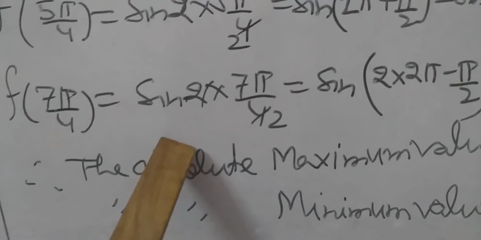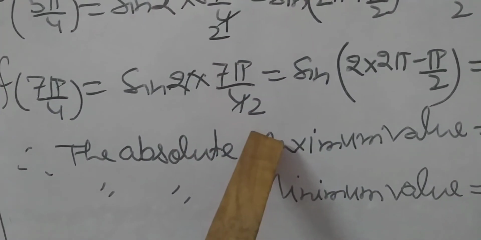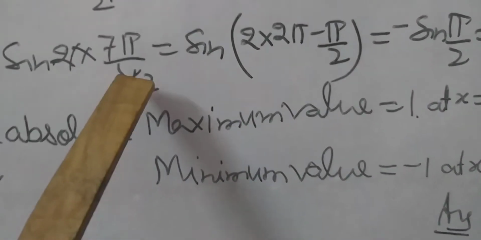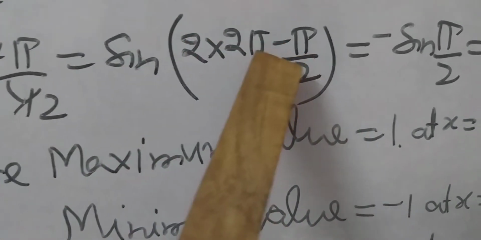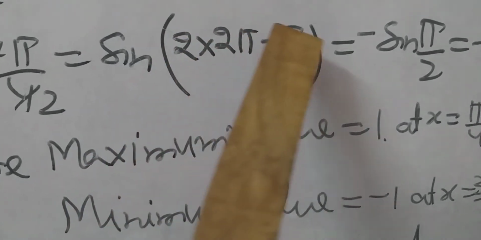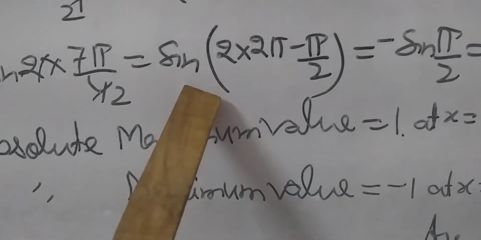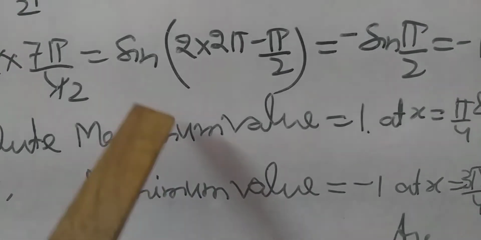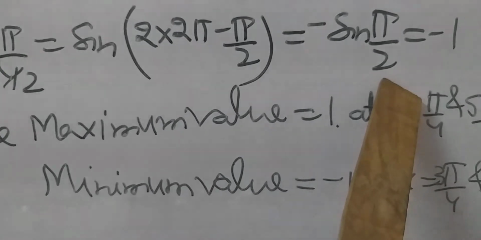Next value, students, at 7 pi by 4. So putting x equal to 7 pi by 4 in the function, sin 2 into 7 pi by 4, sin 7 pi by 2. So we can write 7 pi by 2 as 4 pi minus pi by 2, 8 pi minus pi, 7 pi by 2 is coming. So students, here we are going to use the formula sin (360 minus theta), which is minus sin theta, so minus 1.